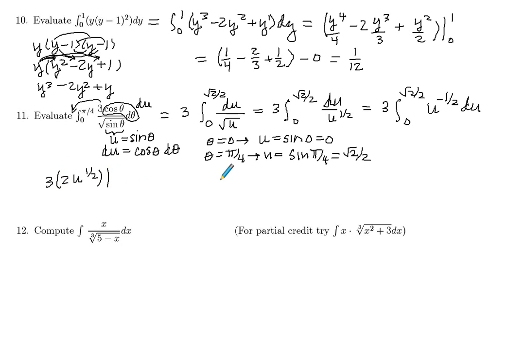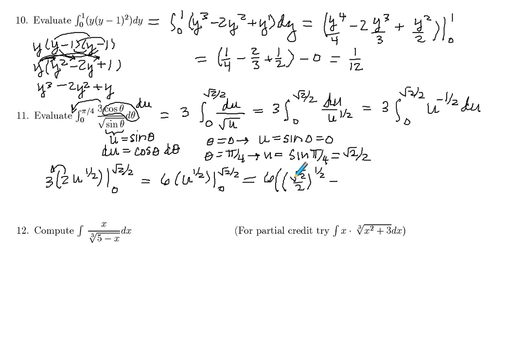And then we are ready to do our plug-ins from 0 to root 2 over 2. So it's going to be 0 up to square root of 2 over 2. This 2 we can pull out in front with the 3, so we'll have a 6 out in front. And then we just have to plug into the u to the 1/2 from 0 to root 2 over 2. So 6 is out in front. Plug in root 2 over 2 here, so we get times the square root of 2 over 2, and that gets a 1/2 power.